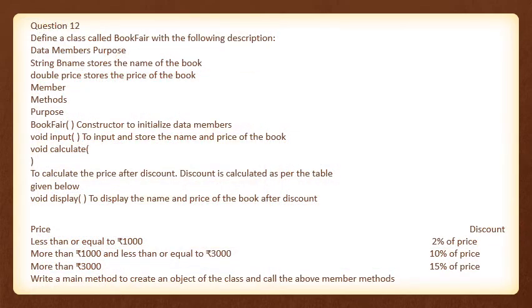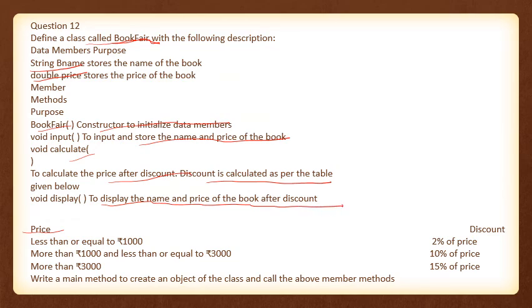Next is program number 12. Define a class BookFair with the following description. Whenever you read the question, just see what is the name of the class. So here the class name is BookFair. Data members: string bname, double price. Member methods: BookFair constructor to initialize the data members, input to store the name and price, calculate the price after the discount as per the table given. Here are the price and the discount, so all the conditions are based on the price. Display to display the name and price of the book after the discount.